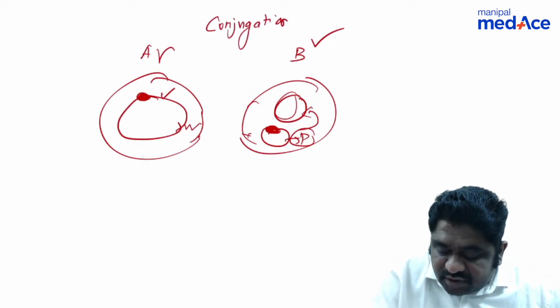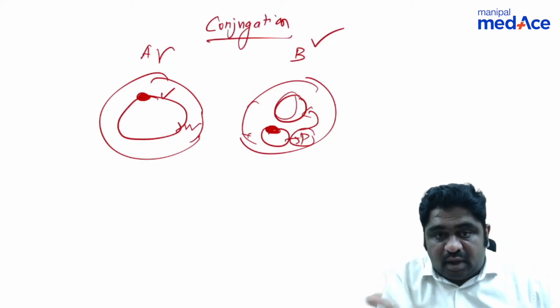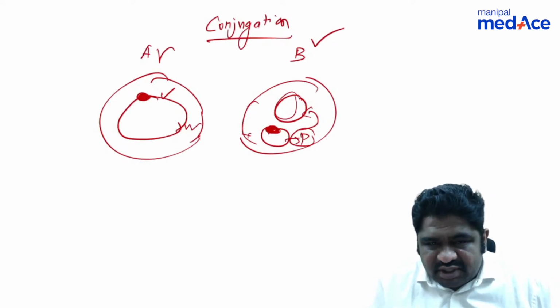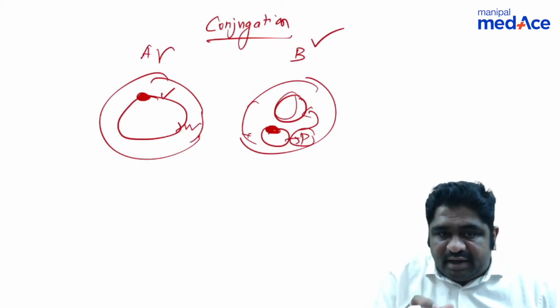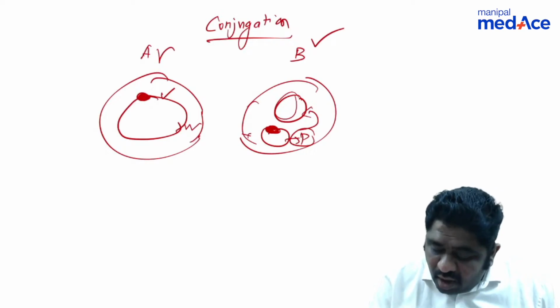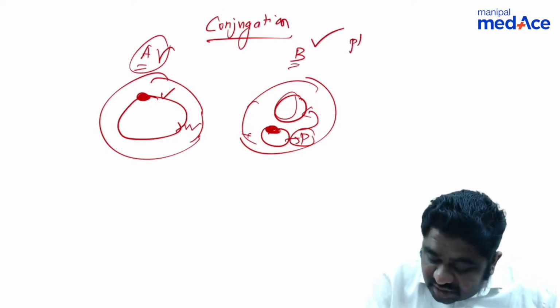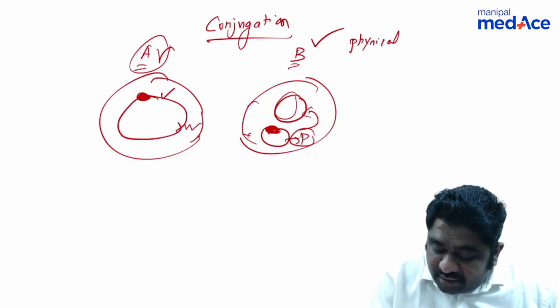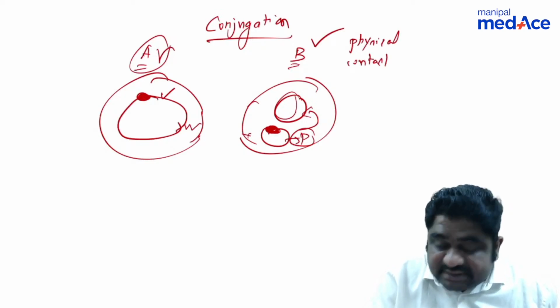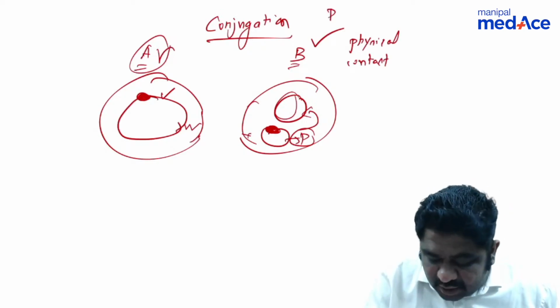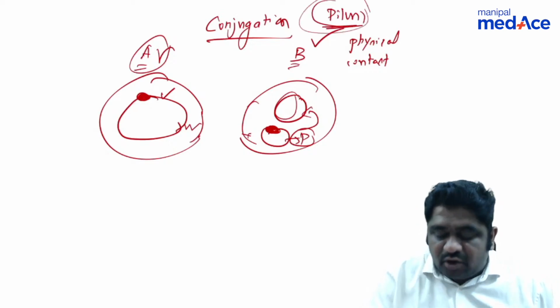Now, in case of transformation, it was free DNA transfer between compatible bacteria. In case of conjugation, compatible bacteria is better, but even in non-compatible bacteria it can happen. But B is getting the information of A by a physical contact, and that physical contact is established by a pilus. This is called conjugation.